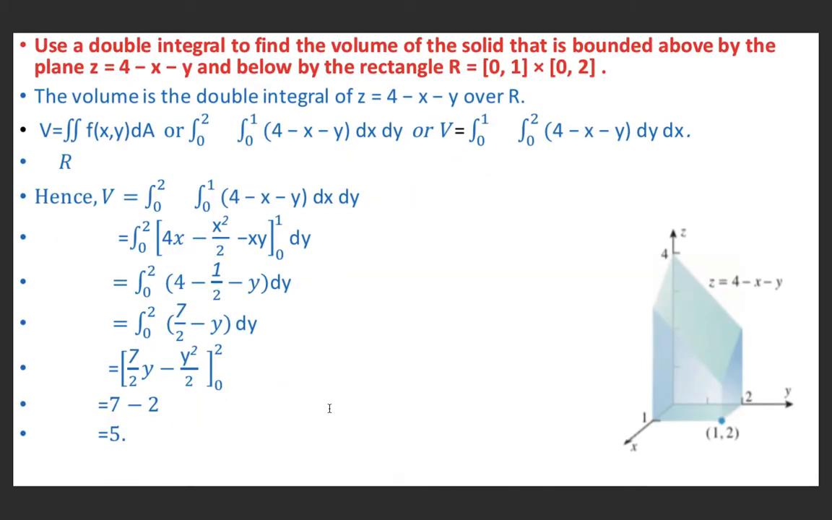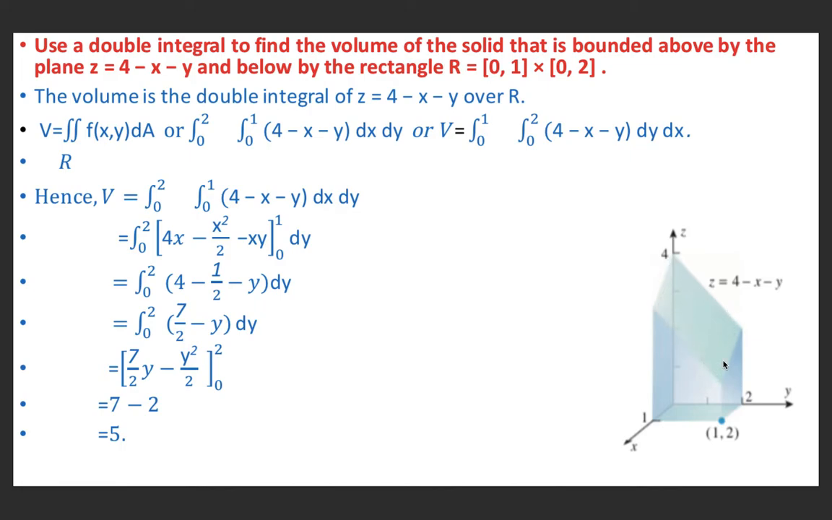So now we will use the double integration to find the volume of the solid that is bounded above by the plane z equal to 4 minus x minus y and below by the rectangle 0 to 1 by 0 to 2. X varies from 0 to 1 and y varies from 0 to 2. So this is the plane z equal to 4 minus x minus y.